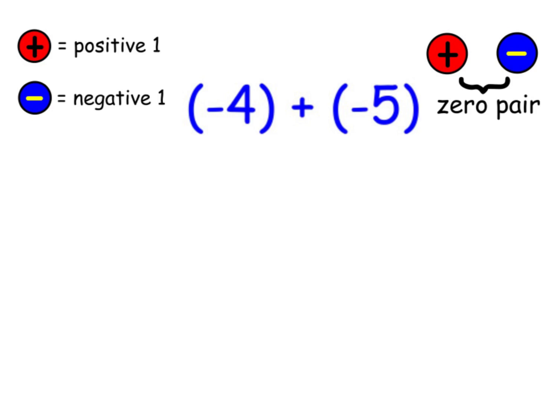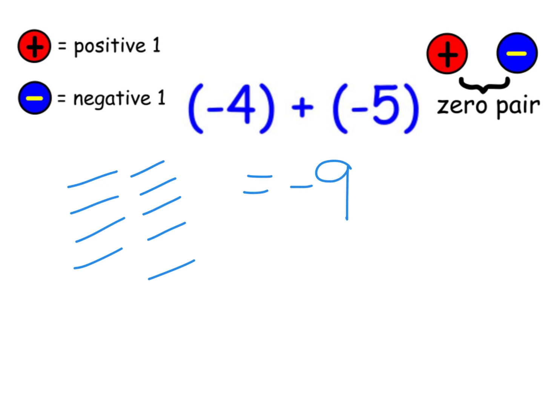And then this one's just very similar. -4, -5. I know I'm doing dashes rather than minus signs there. It gives me -9 altogether. So it's like -4 take away another 5 or -4 come down another 5.